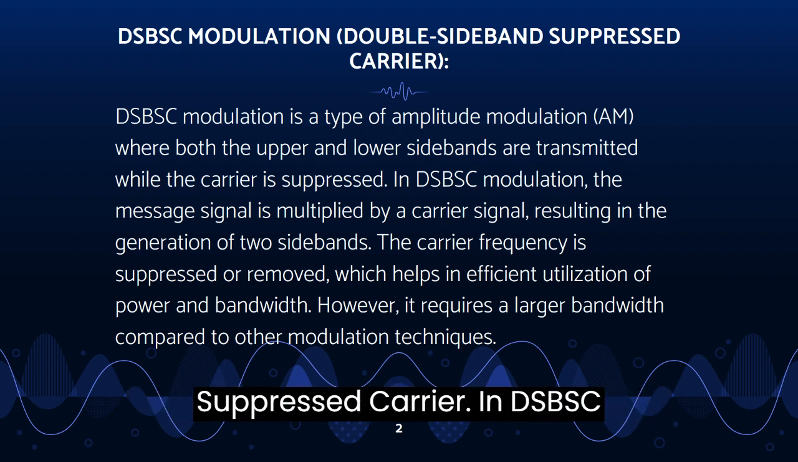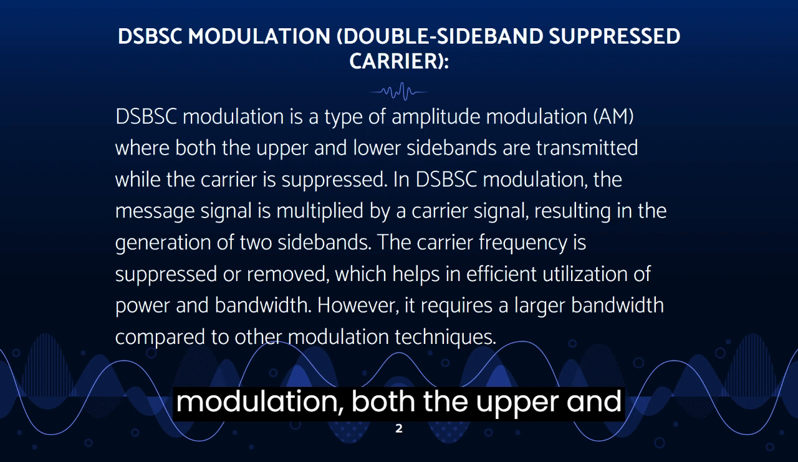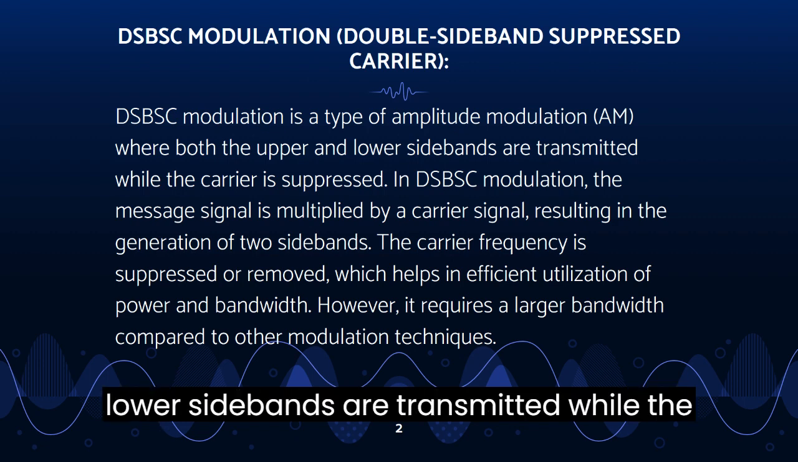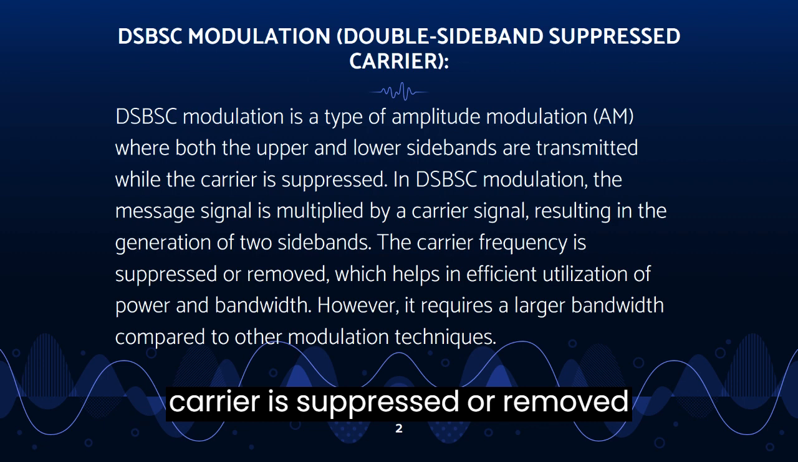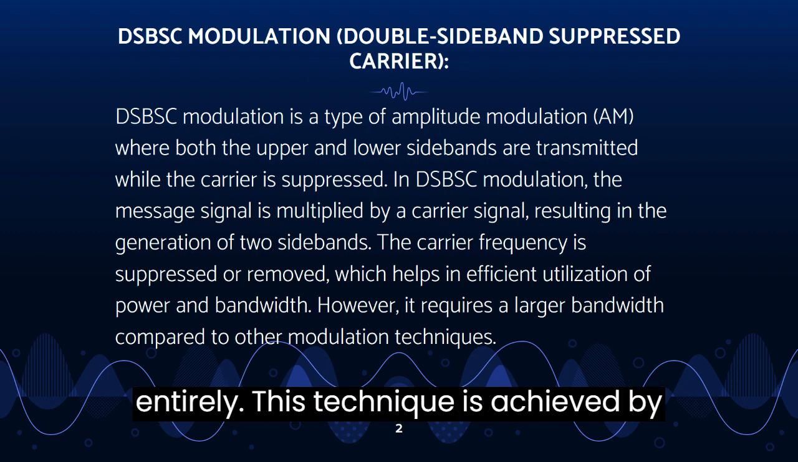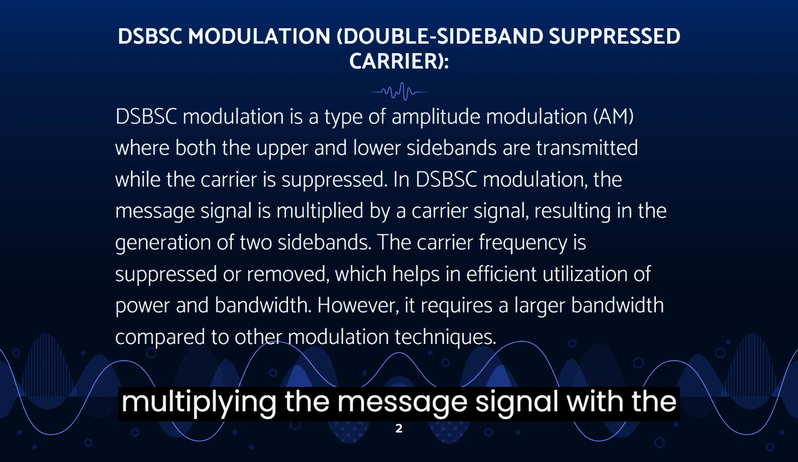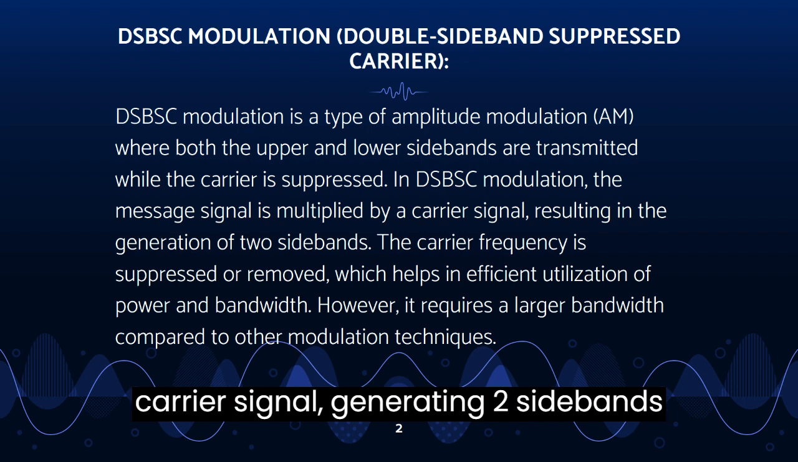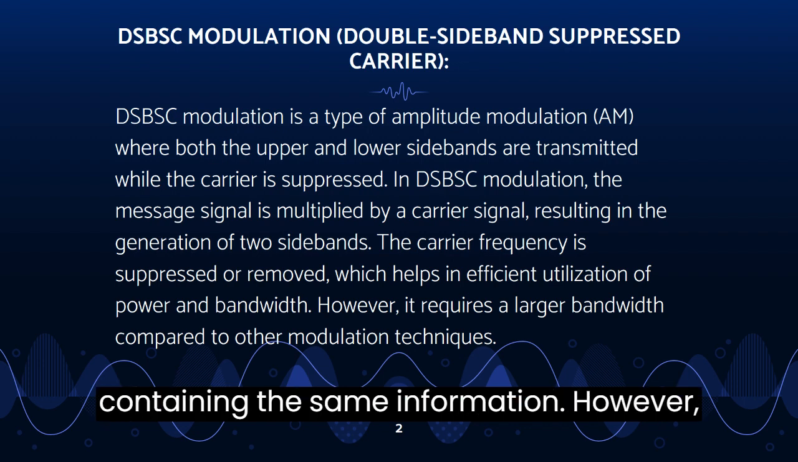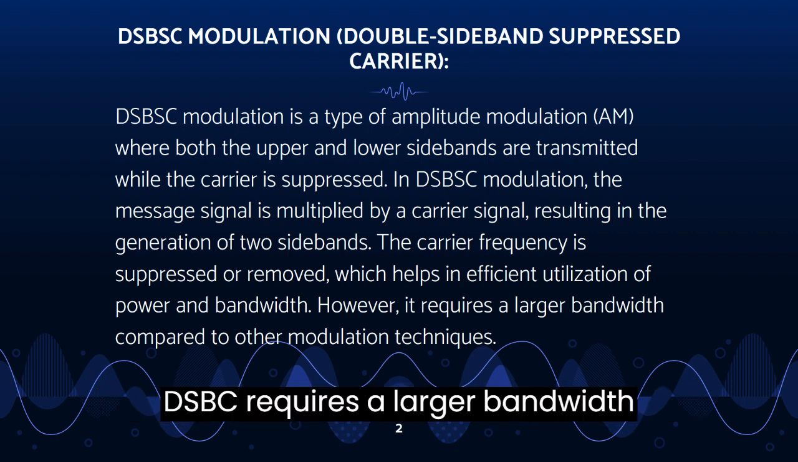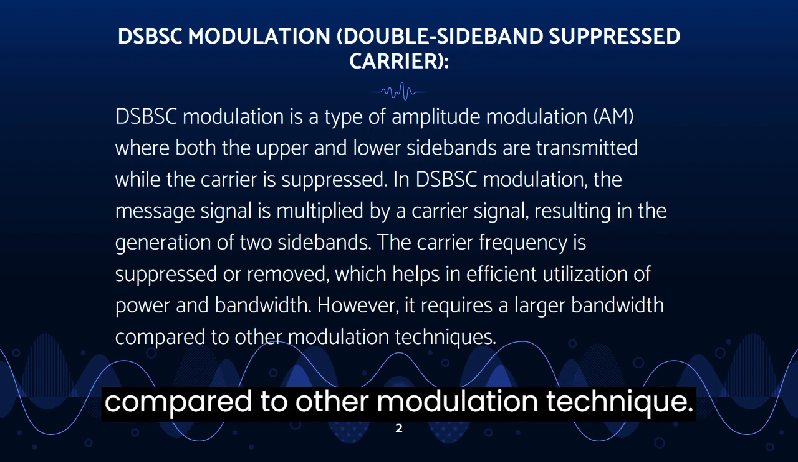In DSBSC modulation, both the upper and lower sidebands are transmitted while the carrier is suppressed or removed entirely. This technique is achieved by multiplying the message signal with a carrier signal, generating two sidebands containing the same information. However, DSBSC requires a larger bandwidth compared to other modulation techniques.